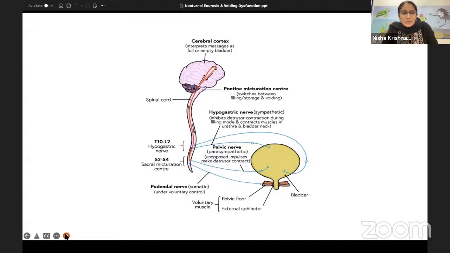So then what happens is that there is a parasympathetic outflow that comes through the splanchnic nerves. It contracts the detrusor muscle. Simultaneously, there is an inhibition of the bladder neck contraction. Therefore, there's a relaxation of the bladder neck. And the pudendal nerve supply is inhibited, which means there is a relaxation of the external sphincter as well. All these put together allow an adequate voiding.